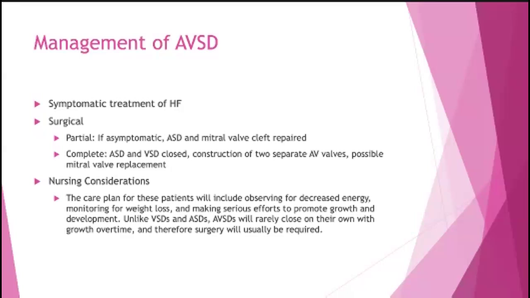Your simple takeaways: AVSD is a very big hole in the middle of the heart involving both septums and valves. It causes a major left to right shunting, lung overload, and heart failure in infants. It is strongly linked with Down syndrome and definitely requires surgery.